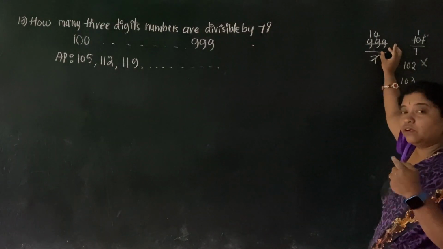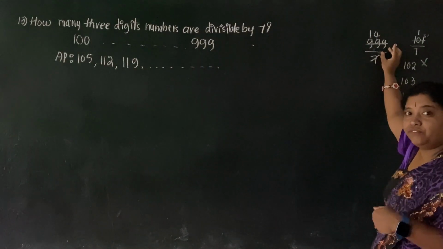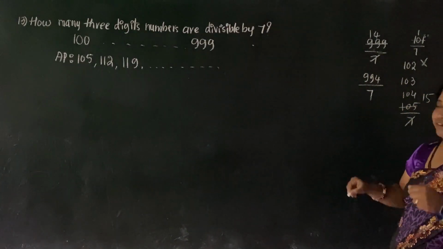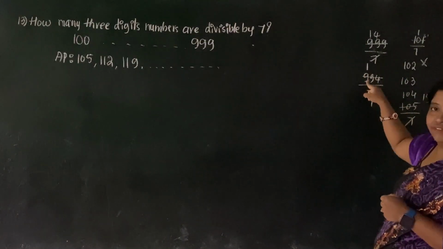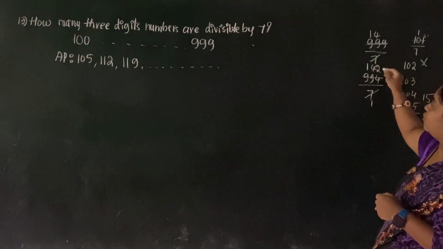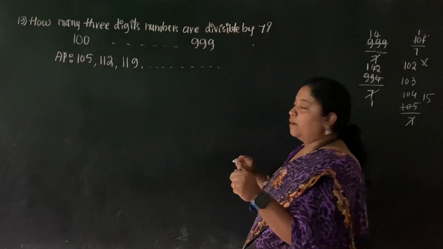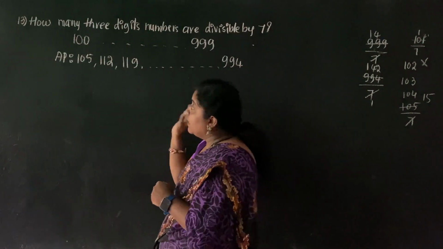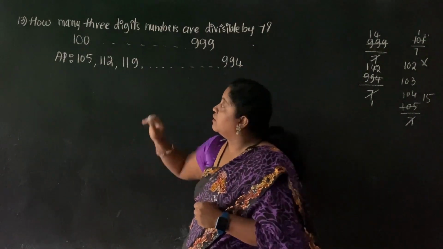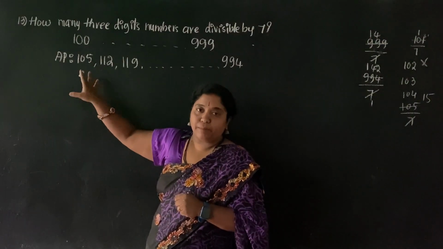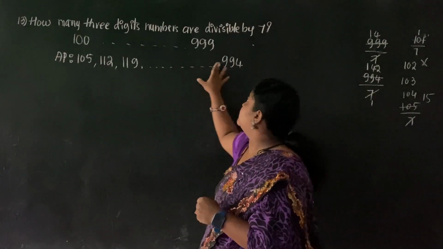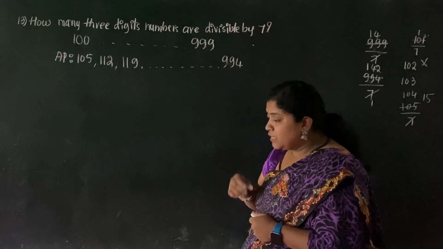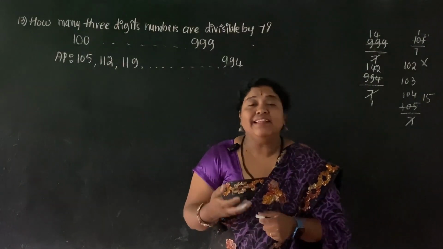Check 18, 17, 16, 15, 14. Means 994 is divisible by 7. Check it. 7 ones are 7, 7 fours are 28, 7 twos are 14. So that is the last 3 digit number that is divisible by 7. Now I got the arithmetic progression where 105 is the first three-digit number that is divisible by 7, and 994 is the last three-digit number that is divisible by 7. Now dear, I need to calculate the nth value.